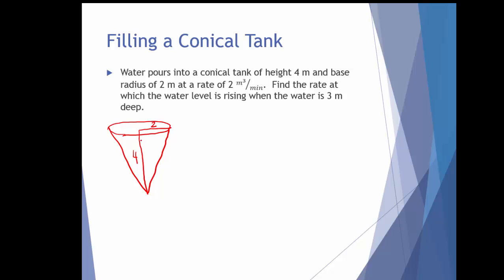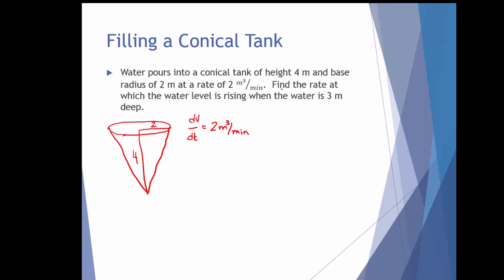Okay. Now it says water pours into this tank at a rate of 2 cubic meters per minute. See the cube on the meters? What does 2 cubic meters per minute represent then? Well, meters cubed is a volume, and that's per time. So that's volume per time. So in other words, it's dV dt. dV dt is 2 cubic meters per minute.